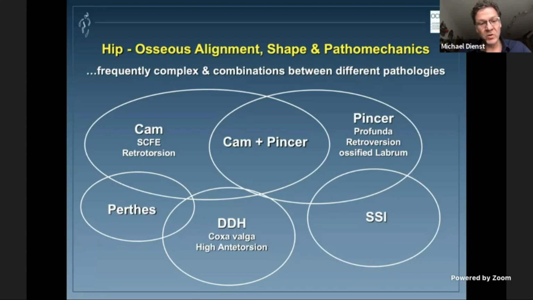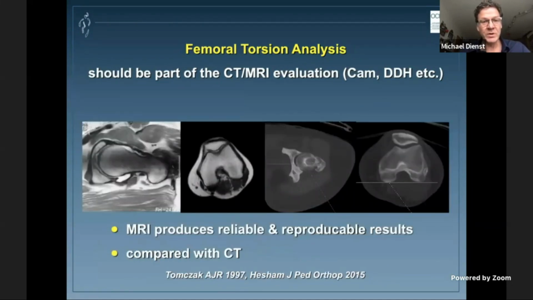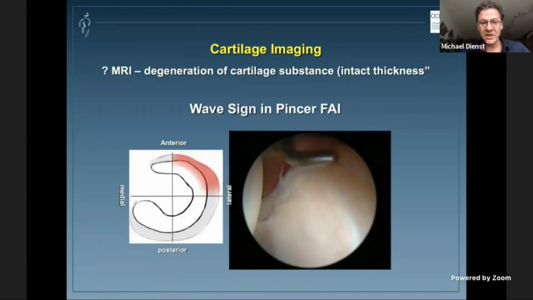FAI is very often combined also with other problems. Very often it's difficult to really assess the conflict. So nowadays, I think it's mandatory if you measure version, and you also need to measure torsion of the lower extremities. So it's very important that you combine your pelvic slices with some slices at least through the femoral condyles in order to assess femoral torsion.